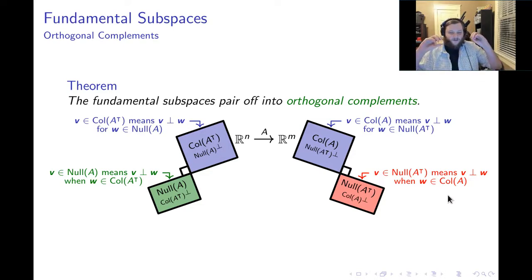So now we've added more structure into our diagram, and this extra structure will allow us to think differently about many important problems.